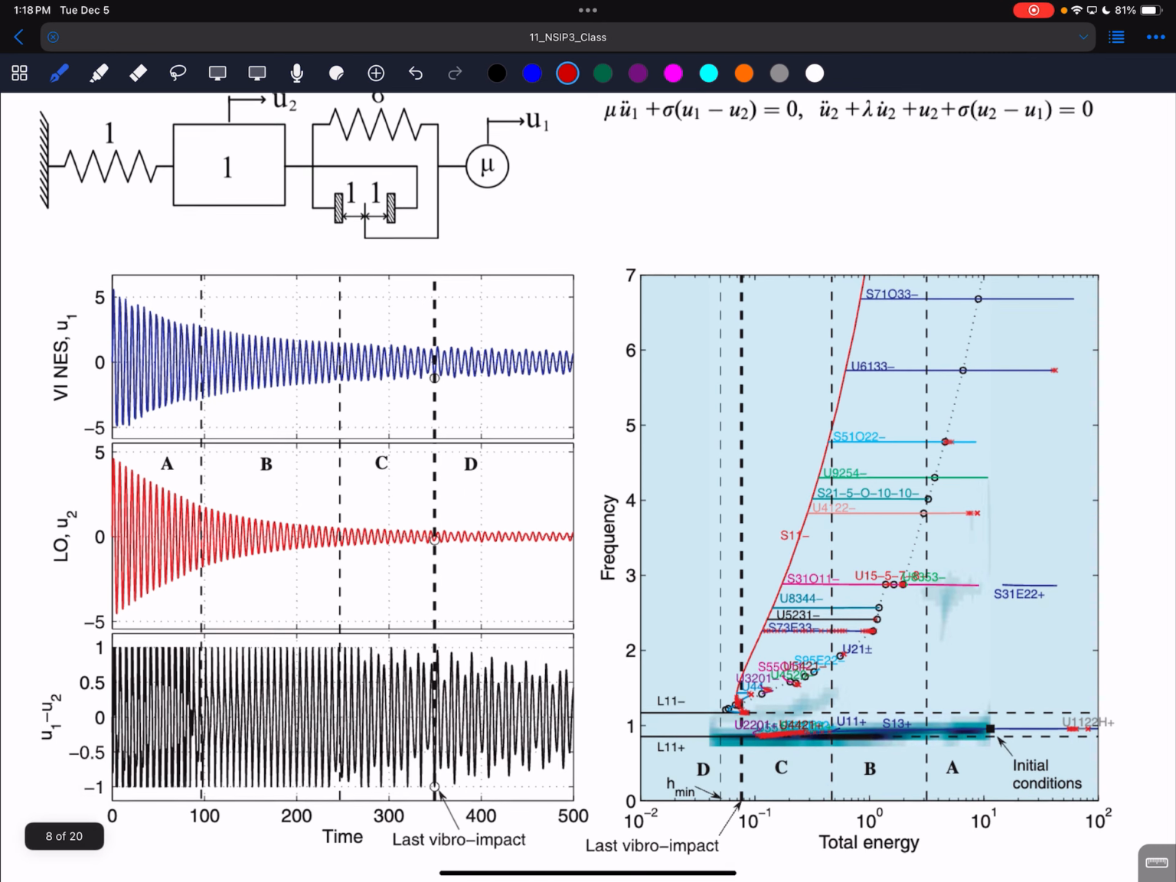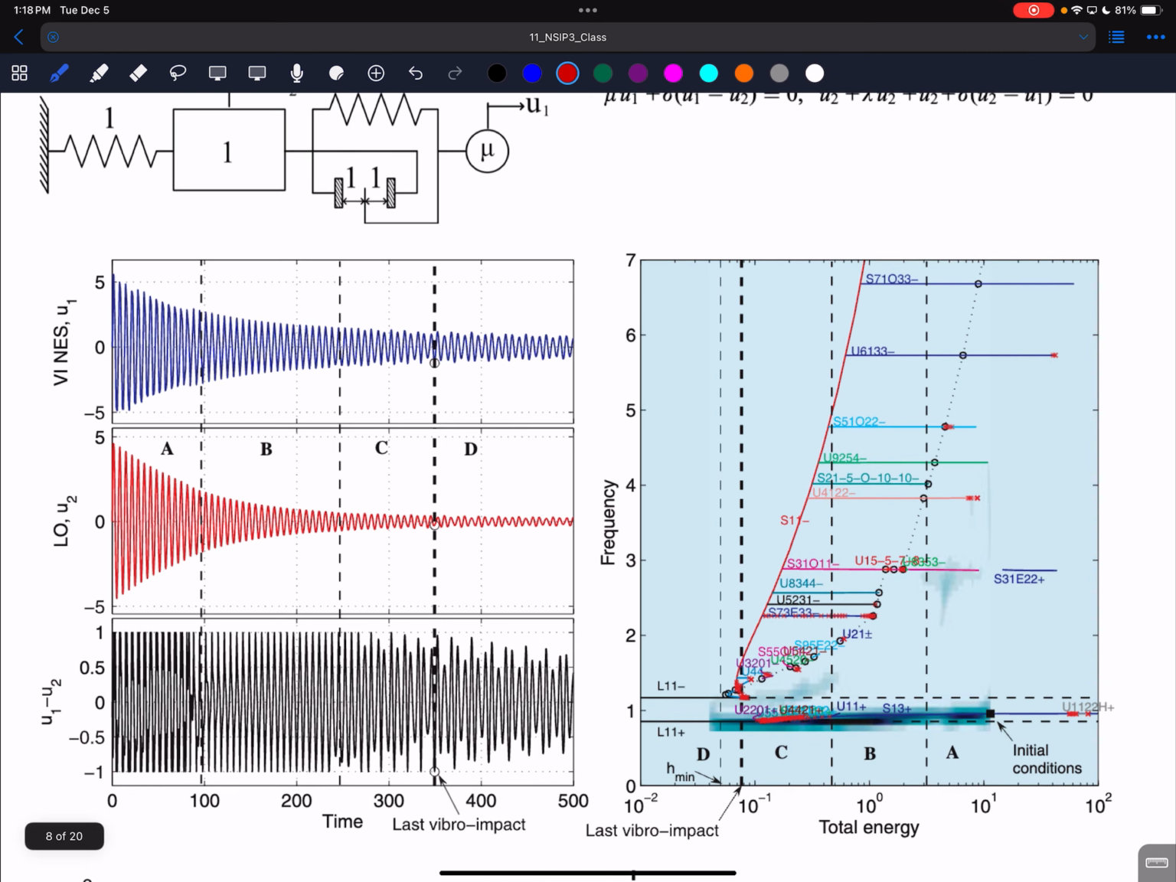Shown on the left here are two displacement responses and their relative displacement. They show the time of the last vibro-impact occurrence. Using the IMFs, they then construct and reproduce the frequency-energy plot, shown on the right here. The colored solid lines are from the actual analytical FEP that they computed using the Hamiltonian system. And in the background, the shaded portion is the wavelet transform of the IMFs.